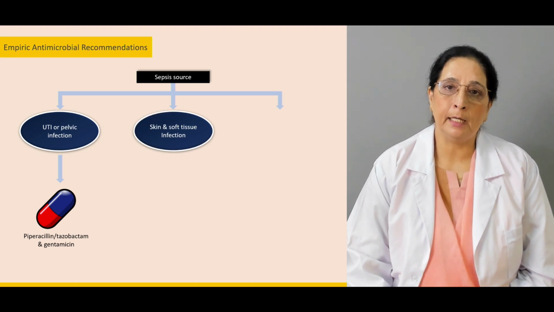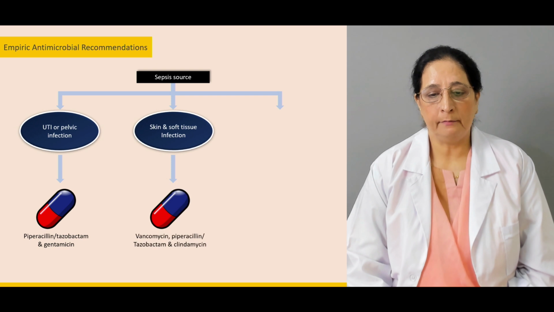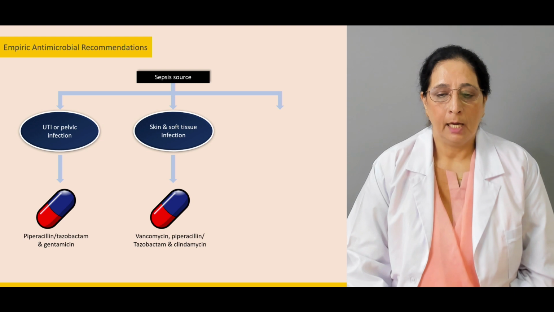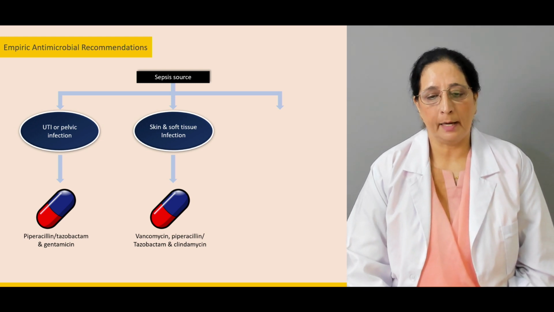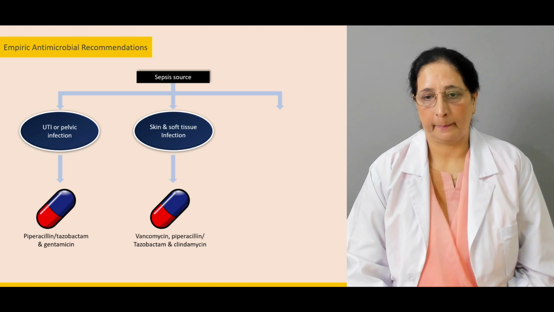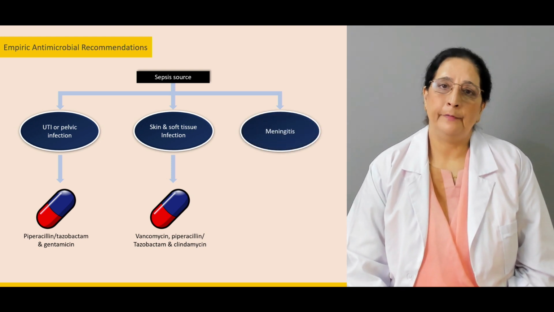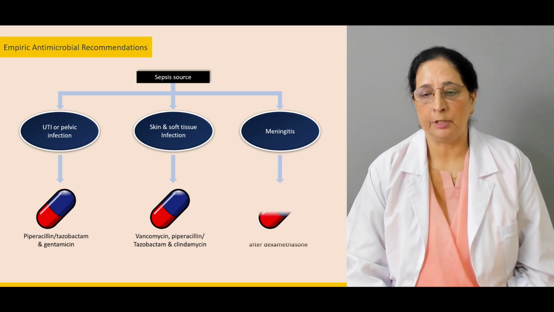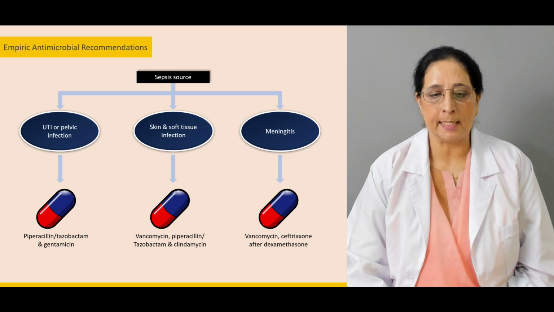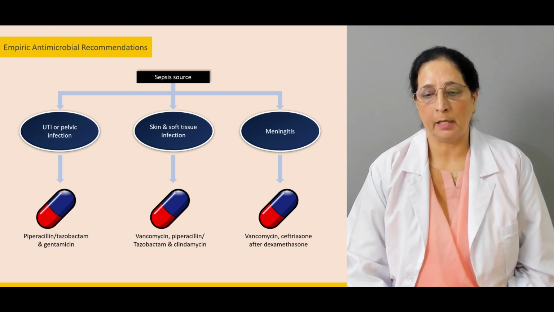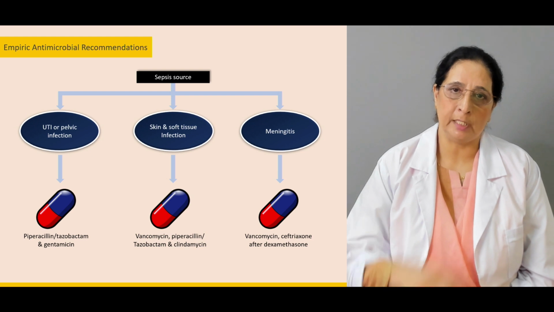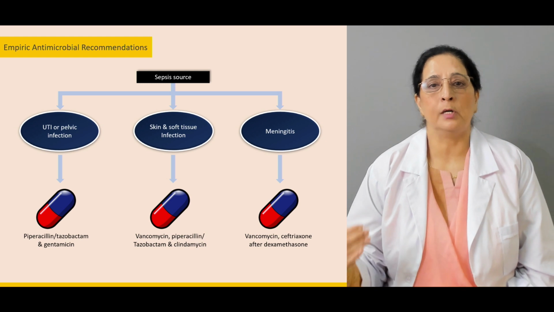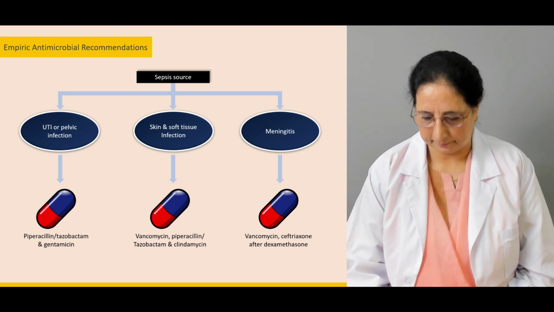If it is from skin and soft tissues, then we should give vancomycin, piperacillin, tazobactam, and clindamycin. And if it's from the meninges as a result of meningitis, then the treatment is again vancomycin, and ceftriaxone after dexamethasone. So these are the different drug options we can use depending on the source of the sepsis.